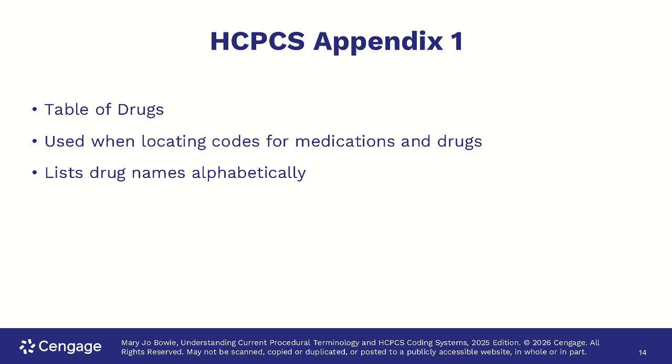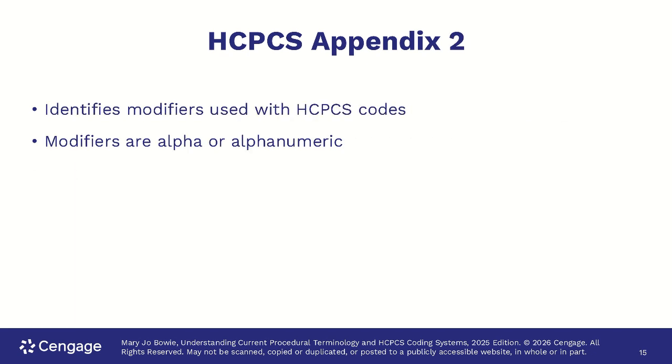All right, then we have appendices. It should be noted that the appendices that they're discussing here could be in a different order in your manual. So just take that under advisement. All right, so Appendix 1 is the table of drugs. This is what we use to locate medications and drugs. We can look them up alphabetically, but also you want to pay attention to the route of administration as well as the unit. All right, appendix, did I skip appendix 2? Yep, I'm going too fast.